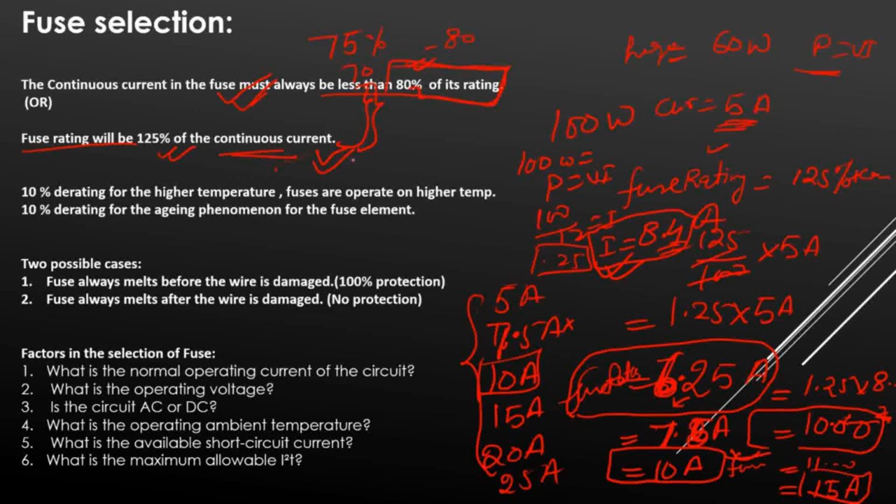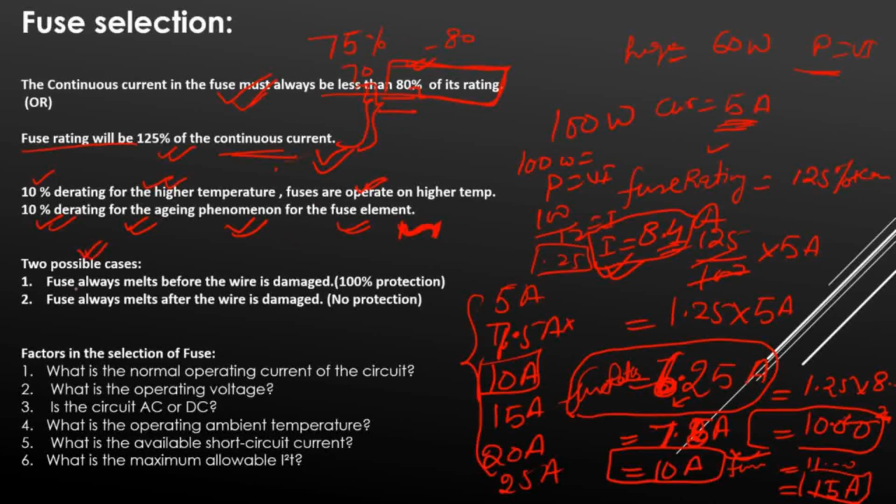Is this the only condition which we have to consider? No. Why do we consider only 80% of its rating? I'll just tell you one reason: the 10% of derating for higher temperature, because we know the fuses are operated at the higher temperature, not the ambient temperature. 10% of derating we have taken for the aging phenomena of the fuse element, which is made of some metals, and over a period of time there would be an aging effect. Because of that we have taken 20% less, the 80% of its rating.